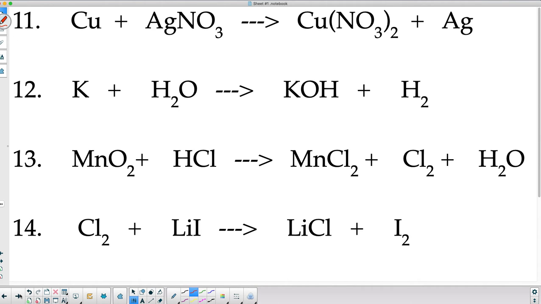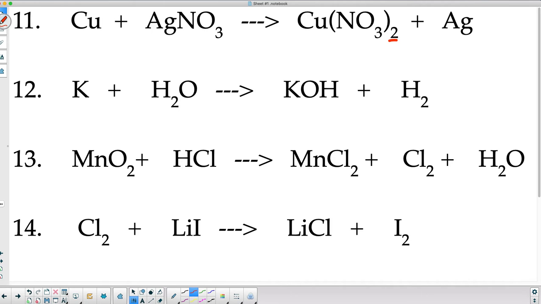And you can see one that has parentheses. Here's parentheses over here. The parentheses are for NO3, a polyatomic ion. Notice the 2 on the outside means I have 2 NO3s on the right-hand side. Okay, that's great. How many do I have over here?